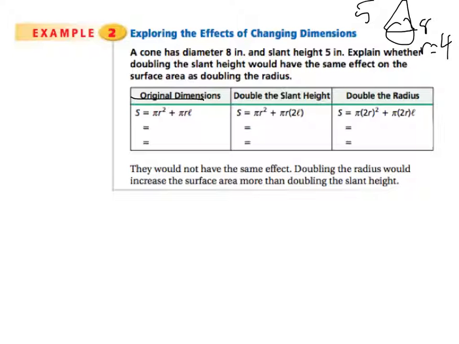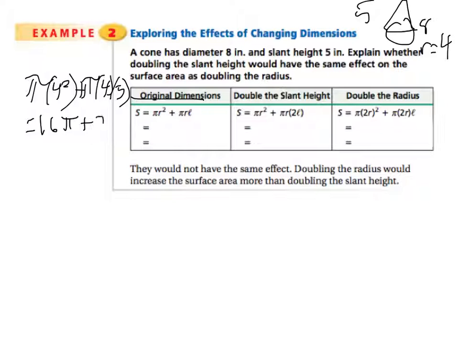We're going to do pi r squared, which is 4 squared, plus pi times 4 times 5. So that's going to get us 16 pi plus, wow, I cannot read my handwriting, plus 20 pi, which is 36 pi. So 36 pi, we can do 36 times 3.14, and it should get us about 113.04 for the original dimensions. Now for the second one, we're going to double the slant height.